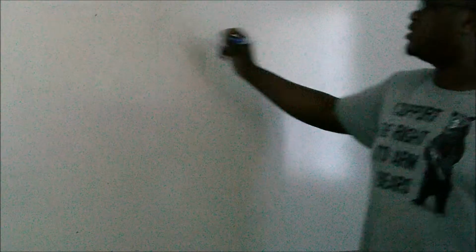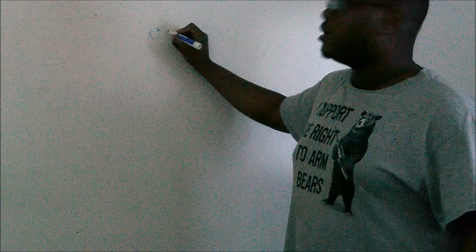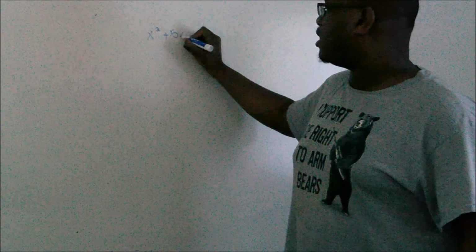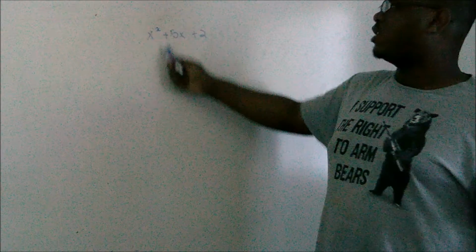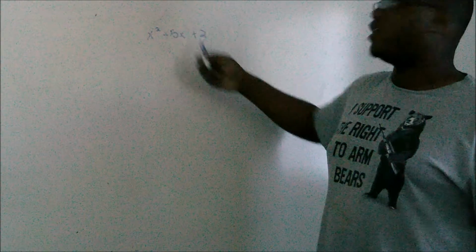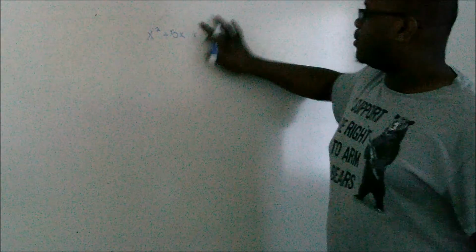So for example, let's say we had a derivative like, I don't know, x squared plus 5x plus 2. The derivative of this expression would just be the derivative of x squared plus the derivative of 5x plus the derivative of 2. Now, let me erase this.